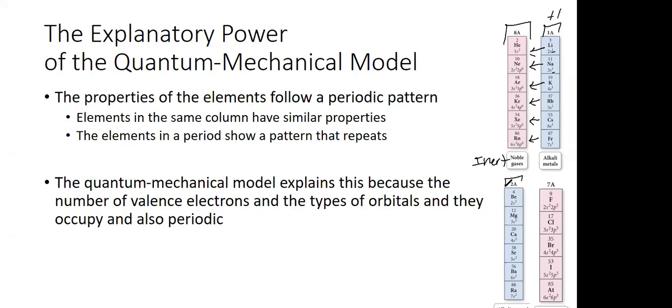Group two metals, same idea. They have 2 electrons in their outer shell. If they lose those 2 electrons, they gain the electron configuration of our noble gases. And so in reactions, our group two metals are always going to be plus 2. They want to lose those 2 electrons. Our halogens, our group 7 nonmetals, they have 7 electrons in their outer shell.